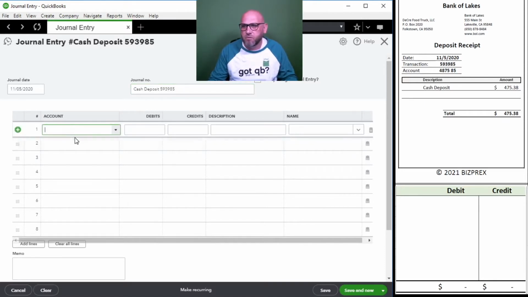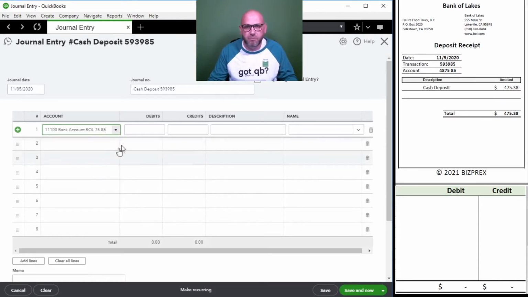Okay, so here everything is straightforward, right? We have our debits, we have our credits right here, so let's go ahead and book it. So first of all, what's being impacted? Our bank account, because we're putting money in the bank. Bank is an asset. Assets go up when they are debited.